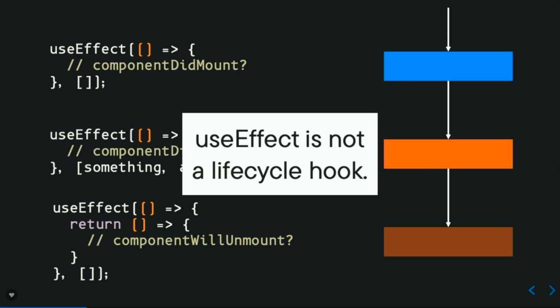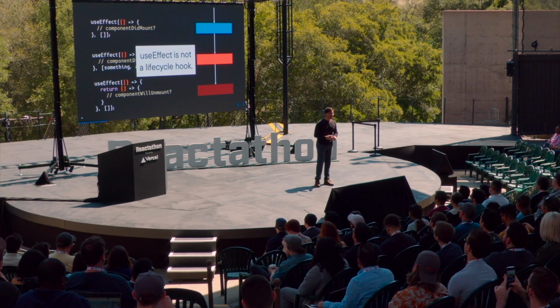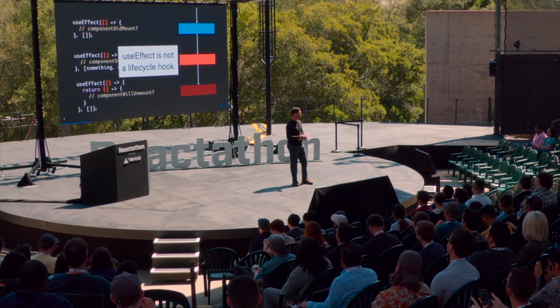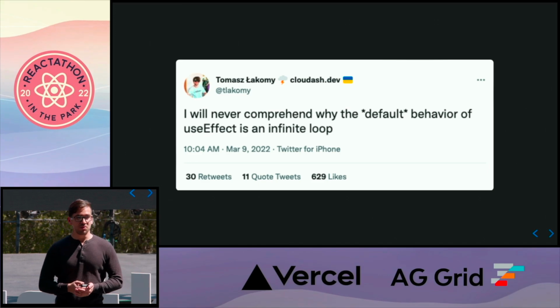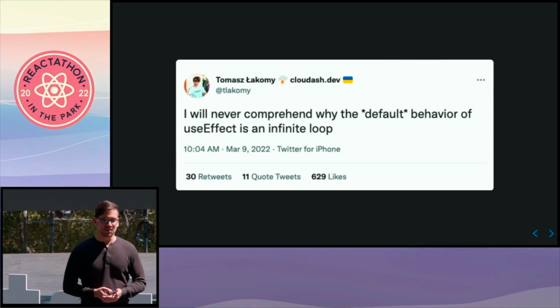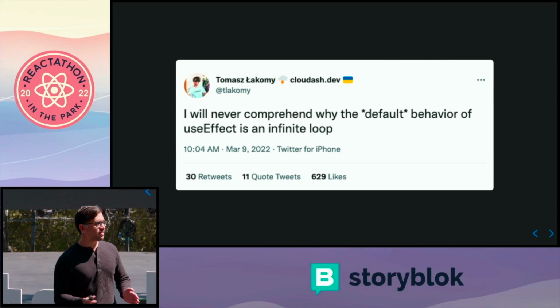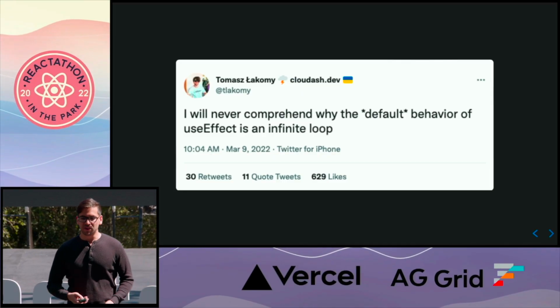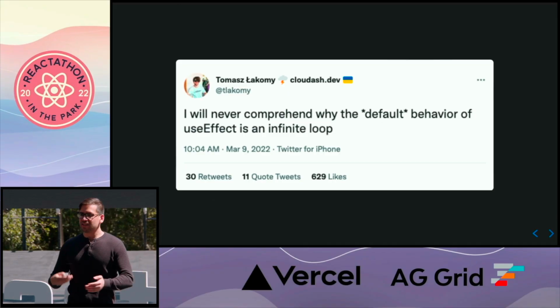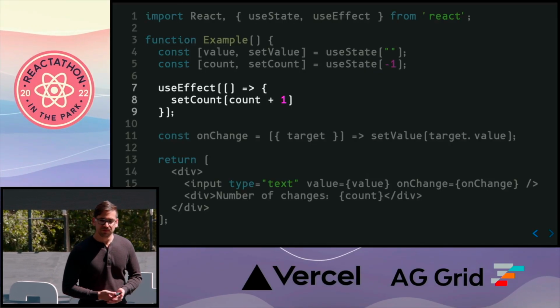So I just want to say that useEffect is not a lifecycle hook. A lot of us think, okay, effects, we're used to just putting them in lifecycle hooks, but useEffect is not really for that purpose. And React 18 actually makes that really, really clear. Also, the default behavior of useEffect is an infinite loop. You might be thinking, okay, I've been using effect enough to know that I need a dependency array, right? Everyone should know that. So why does everyone run into this infinite loop scenario?